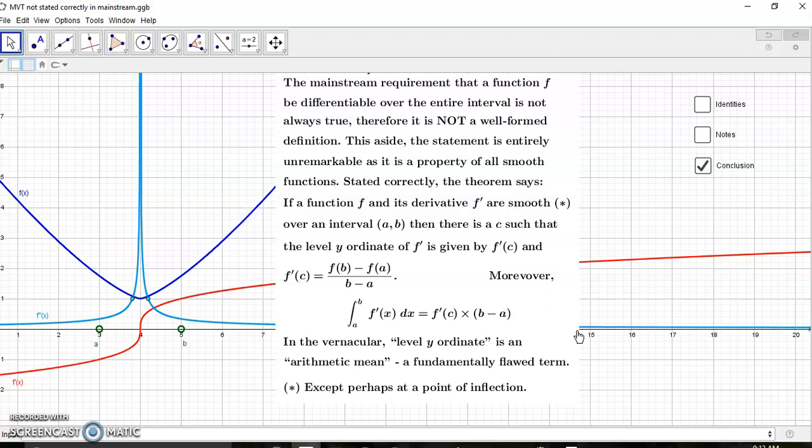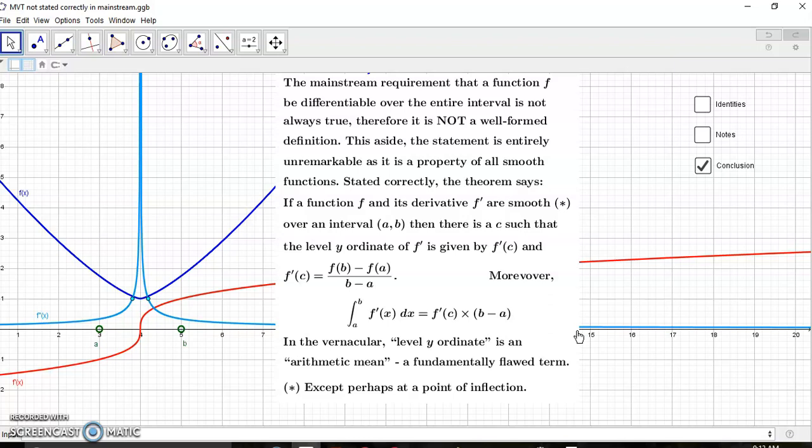This aside, the statement is entirely unremarkable, as it is a property of all smooth functions. You know, you cannot even apply the methods of calculus unless a function is smooth. And what does it mean for a function to be smooth? Well, simply this, that there is only one tangent line at every point in a given interval, and not more than one. And of course, this excludes inflection points.